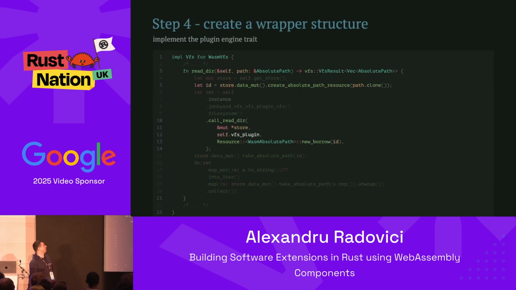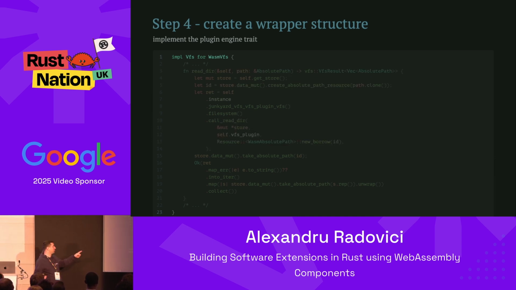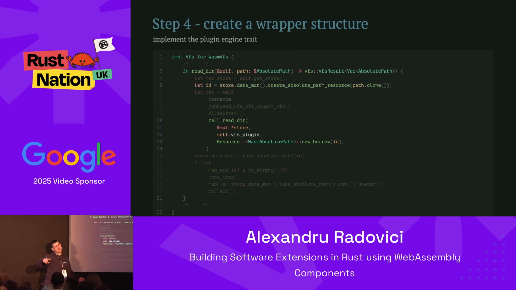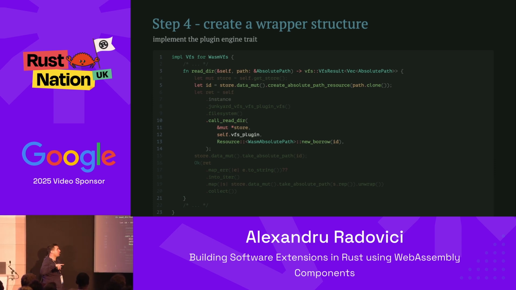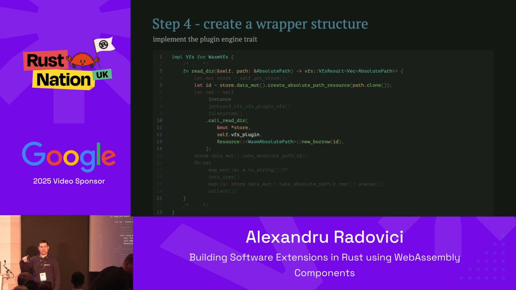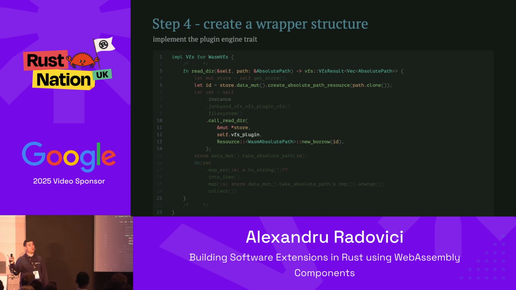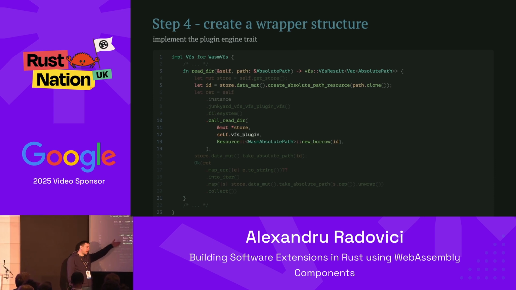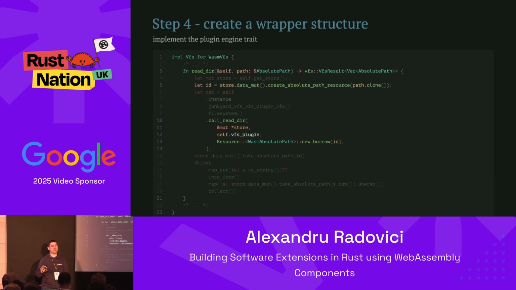This is what Rust generates for the host. So for every function in your interface, it generates a function call_your_function_name, maybe with async, if it's an async one. You need to supply the store, the plugin, and the resource. And this is something that you don't want to do.